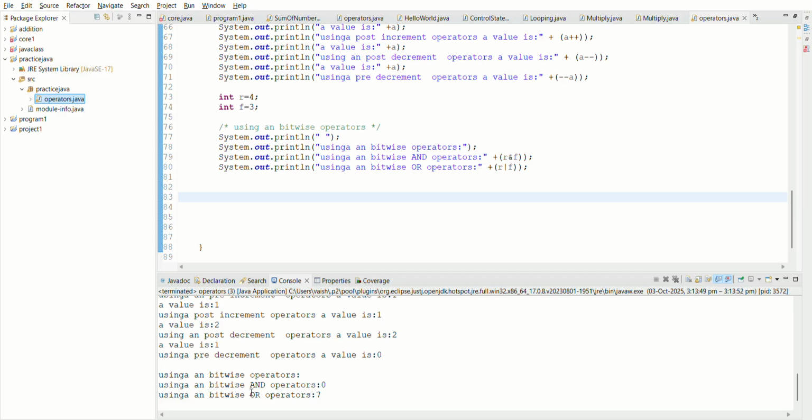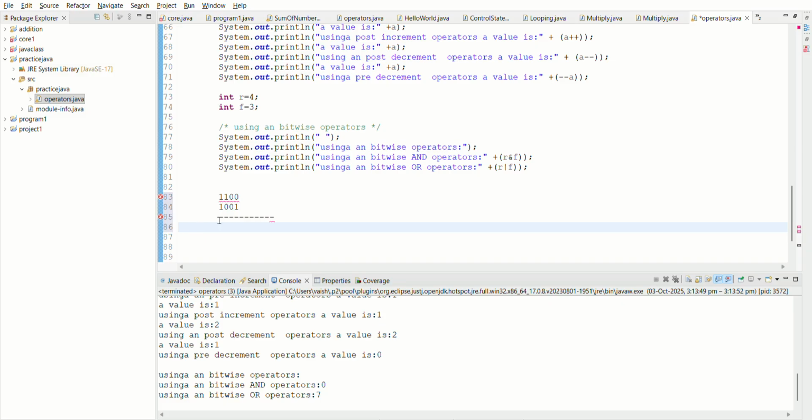Right? So using a bitwise OR operator, we get an output 7. Then bitwise XOR. XOR means if only one value is a 1, the result is 1. If both are the same, the result is 0. So what is the condition of bitwise XOR?